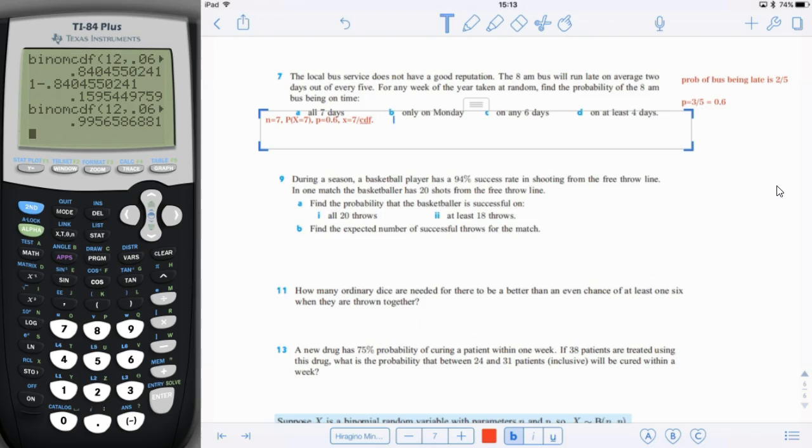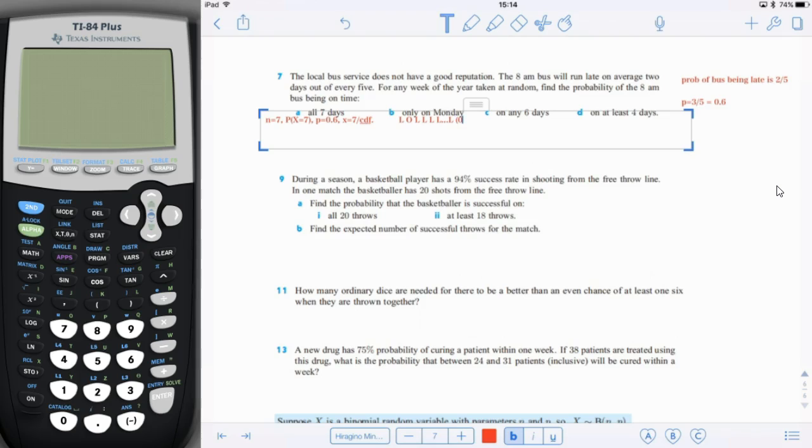Okay, next one. So only on Monday. What's the probability of the bus being on time only on Monday? That means that we only have one trial, right? Oh, I see, only on Monday, and then all the other days it's late, right? So it would be late, and then on time, and then late, late, late, and late, all the way to the end. So this is a very special one. You don't really need the binomial probability distribution to solve this.